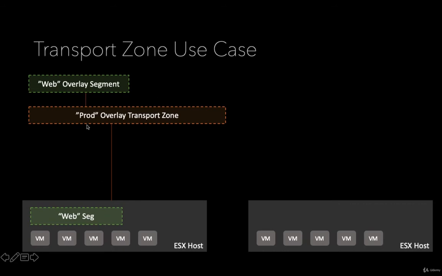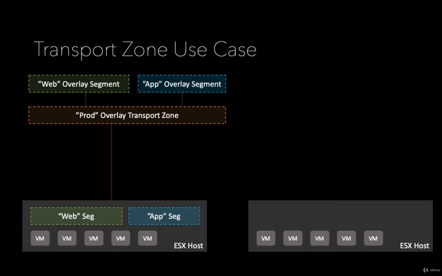So basically you can think about it like this. You tie a bunch of network segments to a transport zone, and whichever hosts have that transport zone on them, they will have access to that network. And what I mean by saying they'll have access, I mean these VMs here will actually be able to go into edit settings and they'll be able to select this web segment.